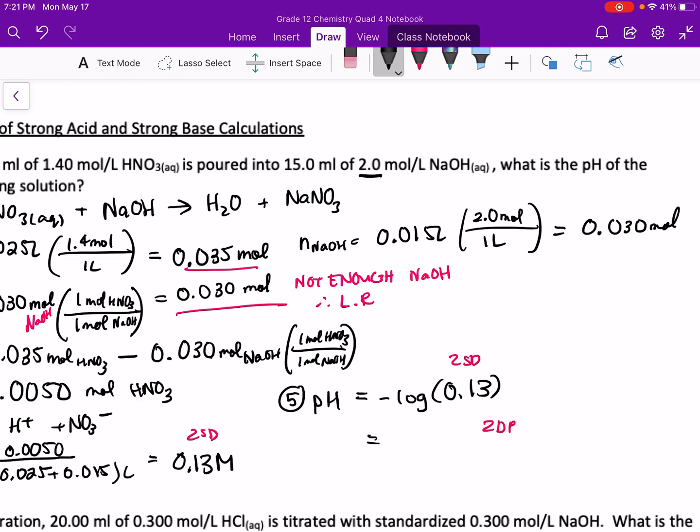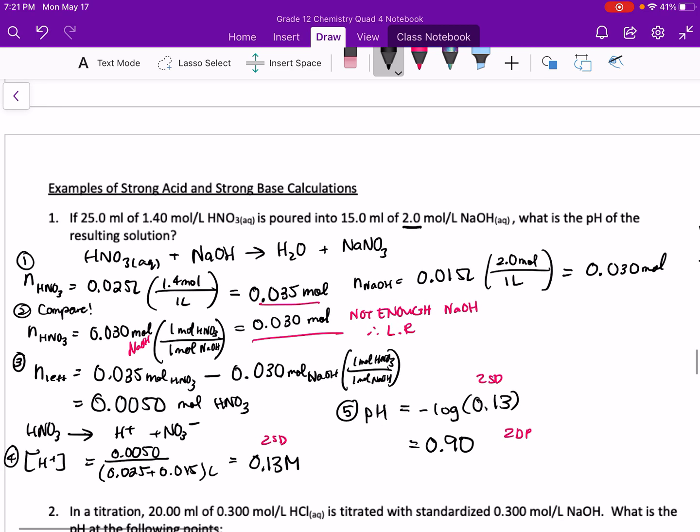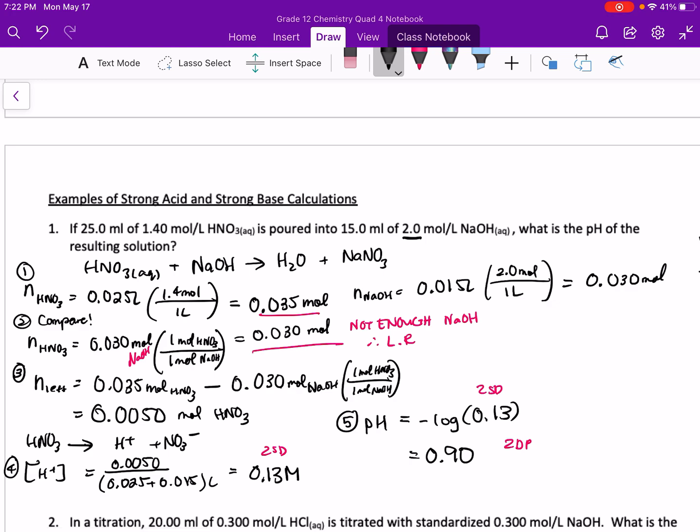My final answer is 0.90. And that is a pH of my strong acid and strong base example.